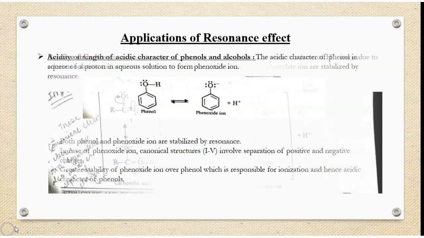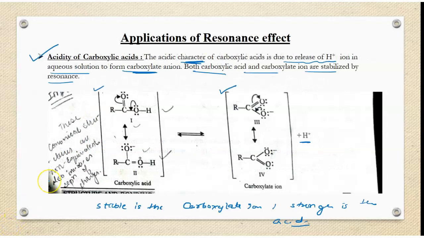The previous application was quite simple while we were talking about the acidity of carboxylic acid. Basically, acidity depends upon the release of protons, that is, upon ionization how easily your proton ions are furnished in an aqueous solution, resulting in the formation of the carboxylate ion. So the greater the stabilization of your carboxylate ion, the greater the acidity.